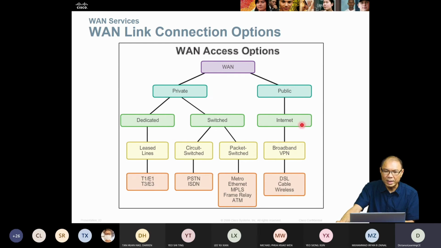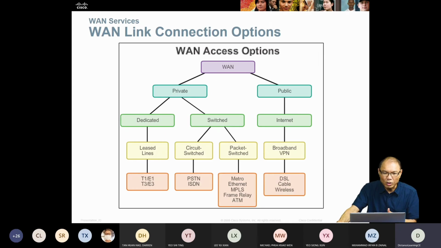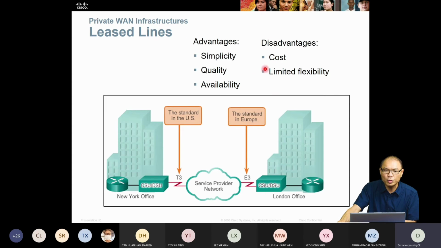I just pay a monthly service and then I use the services. So these are the options available for you to connect to a wide area network. Now what I'm trying to explain is that for each of these options, we want to go through what are the available technologies we can use. The first one we want to go through is a leased line.